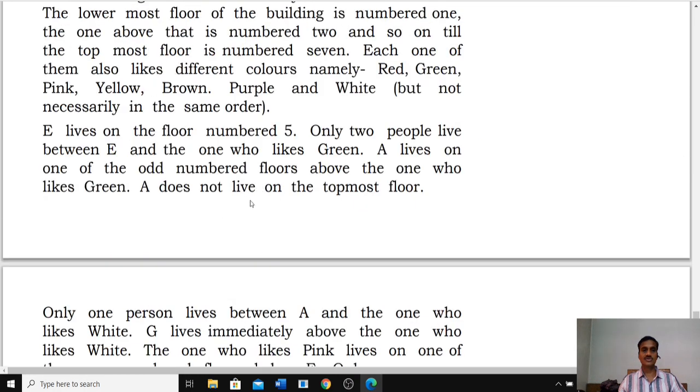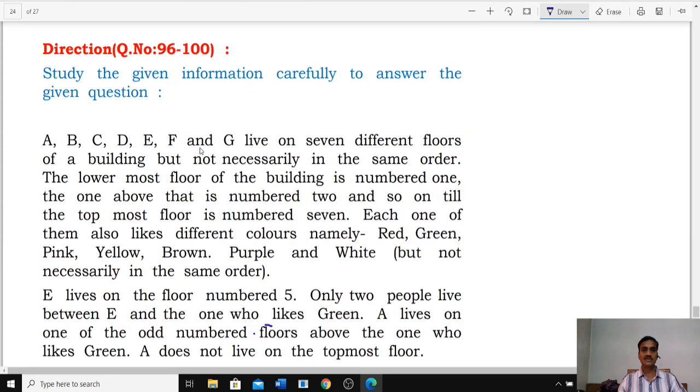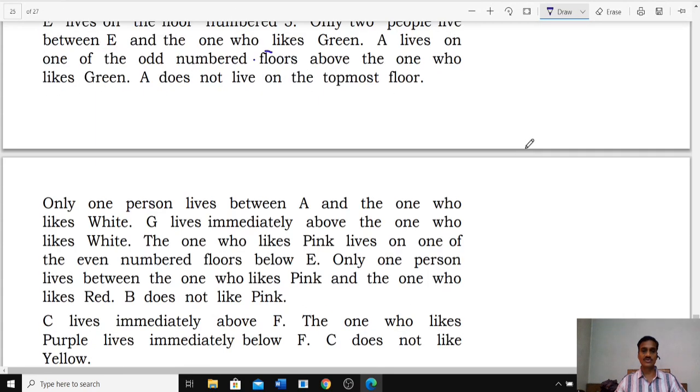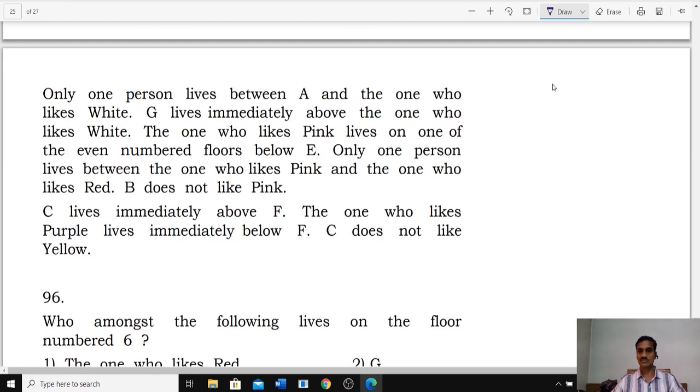Then 96 to 100. Now in this 96 to 100, how many persons are there? 7 persons live on 7 different floors of a building, but not necessarily in the same order, isn't it? Now 7, 6, 5, 4, 3, 2, and 1.